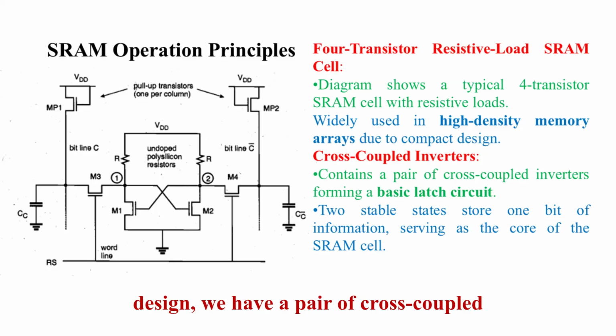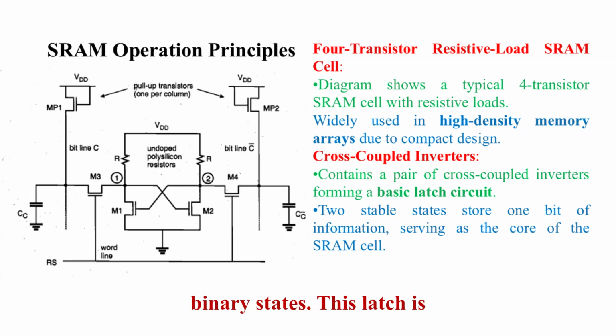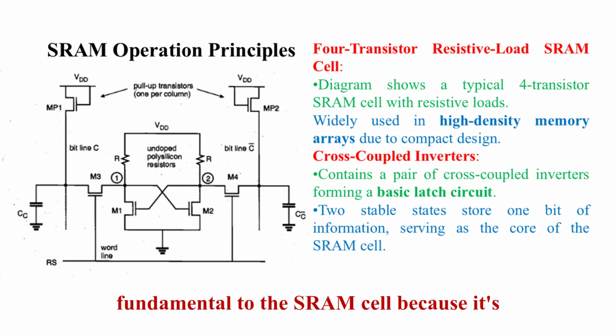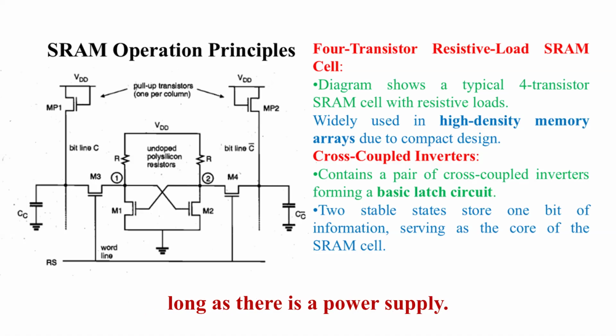At the core of this design, we have a pair of cross-coupled inverters. These inverters form a stable latched circuit with two possible states, which correspond to the 0 and 1 binary states. This latch is fundamental to the SRAM cell because it's where the actual bit of data is stored. By having two stable operating points, the inverters reliably hold the data as long as there is a power supply.